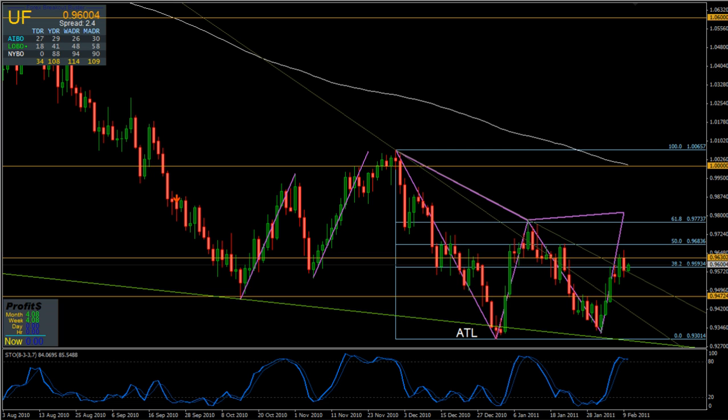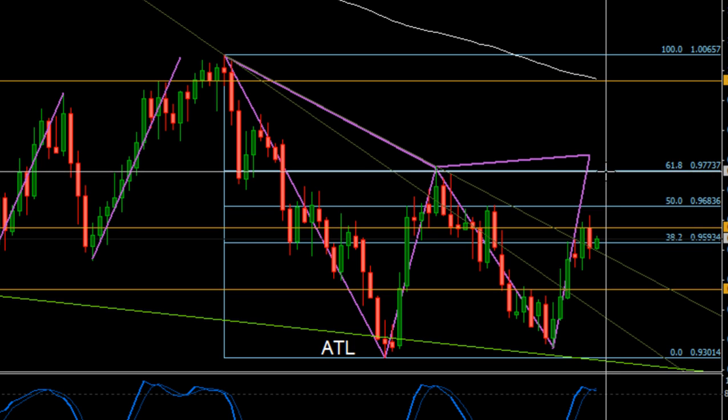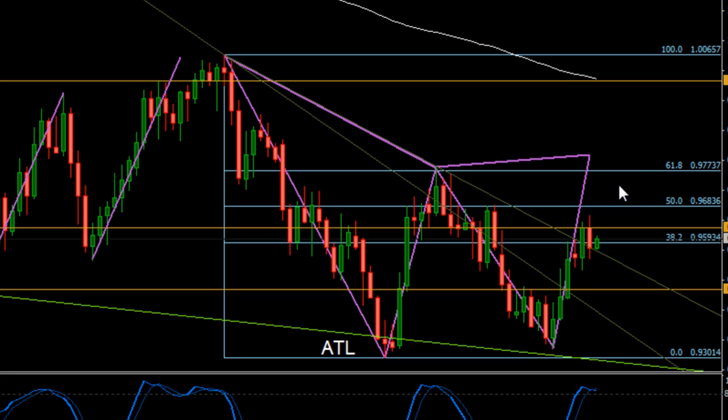On the dollar Swiss franc, there's this potential bearish Gartley pattern if you want to keep an eye on it. The anticipation would be for price to come back up into the 61.8 area, which would be around the tip of the Gartley there, and then head back down for some more bearish move. Just something to keep an eye on.